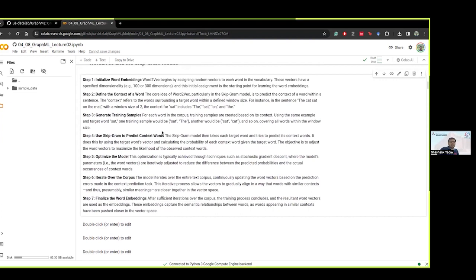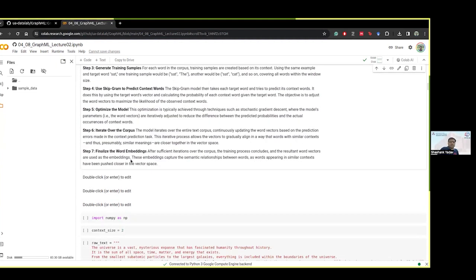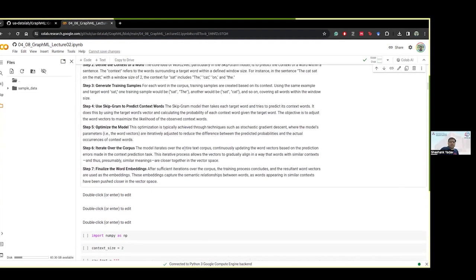Because initially you start with random vectors, but given the context of these words, you can shift or move or change these vectors to better fit the context given in the text. Once you iterate over the corpus, this iterative process allows the vectors to gradually align in a way.